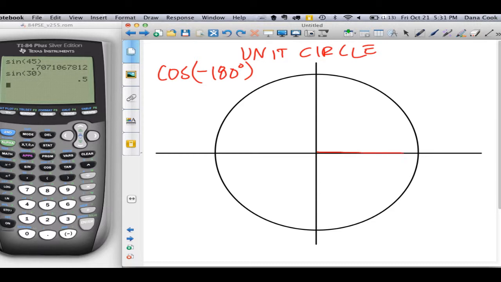Remember, if I have an angle in standard position, a negative 180 degree angle is this one. What were the coordinates for this point? Negative x and y, but y is equal to 0, and the negative x is negative 1. And what was cosine? Cosine is the x length. So therefore, cosine of negative 180 is equal to negative 1.